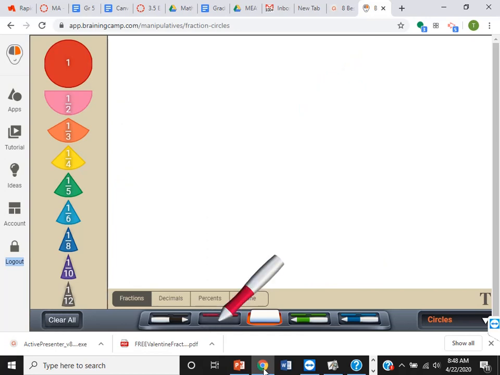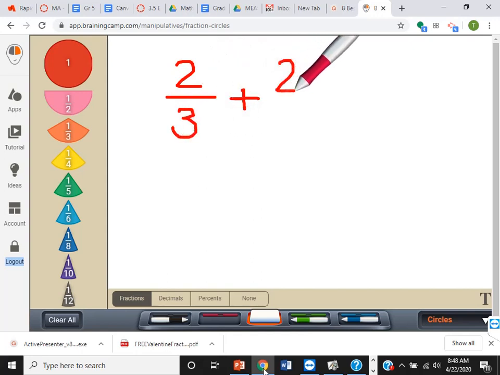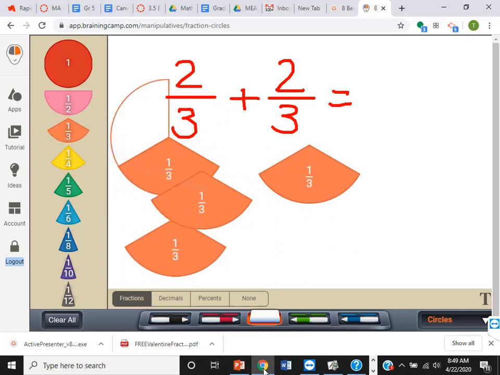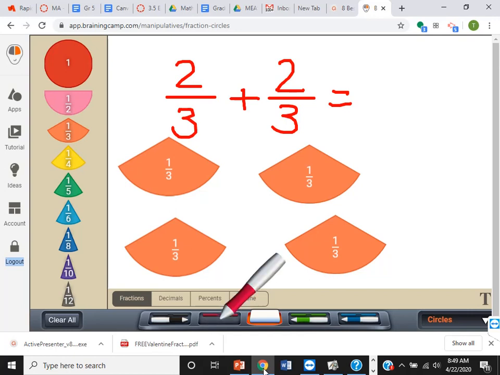We are going to add 2/3 and add another 2/3 to see what our sum would be. First, let's take a look at what our models look like. Here is 2/3 for that fraction, and here's another 2/3 to represent the second fraction. So when we add them together, let's find out how many pieces we have all together. We have 1/3, 2/3, 3/3, 4/3.